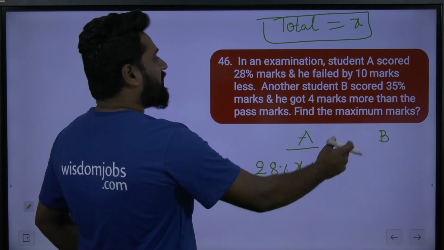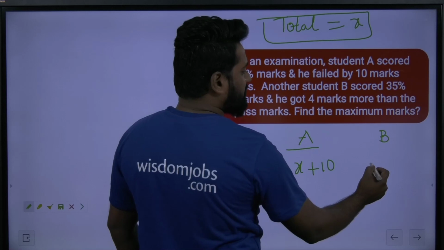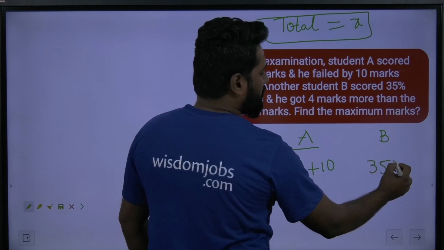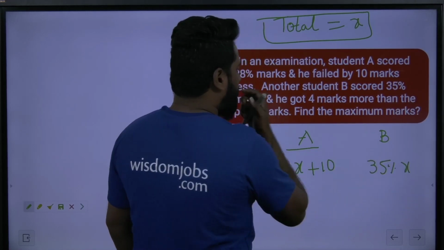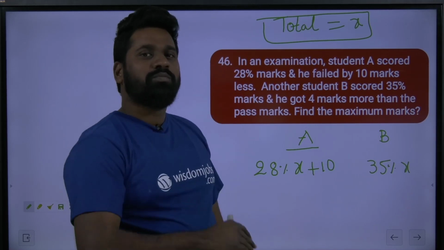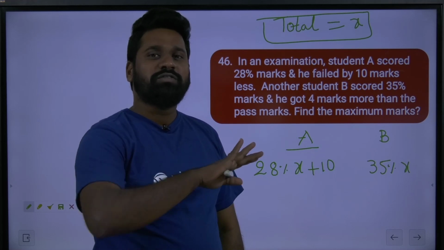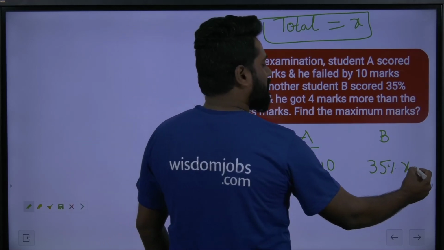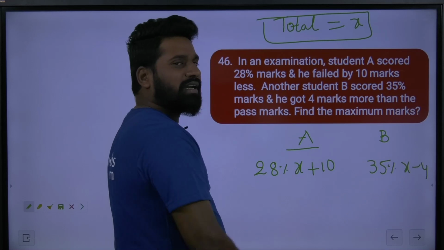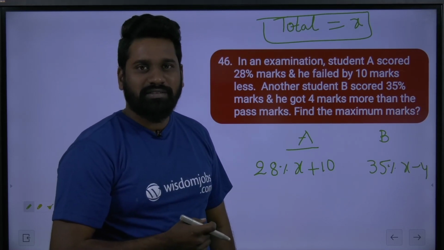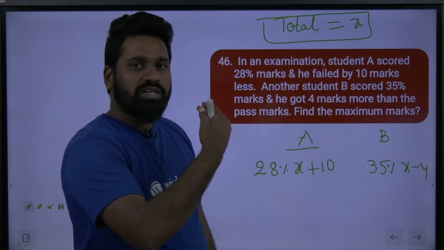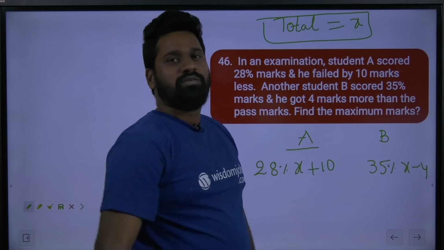Right? So coming to B, B scored 35% of the marks. That is 35% of X. And he got 4 marks more than the pass. So that is why I am subtracting those 4. So minus 4. Then that also indicates pass marks of the examination. So previously 2 questions were combined and given as 1 question.